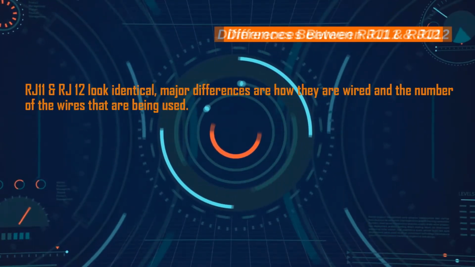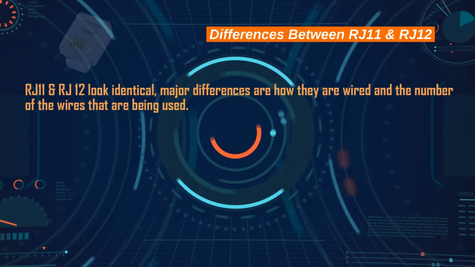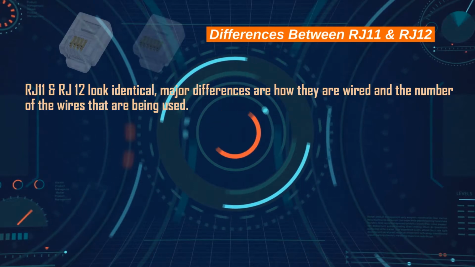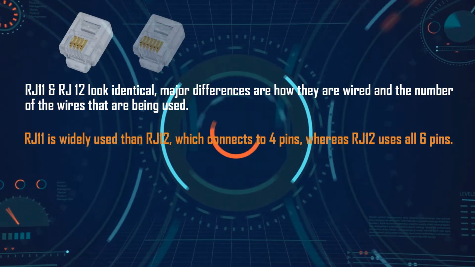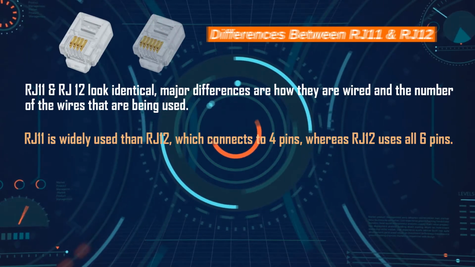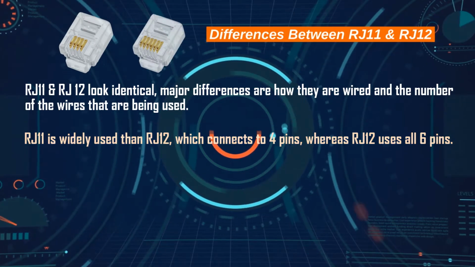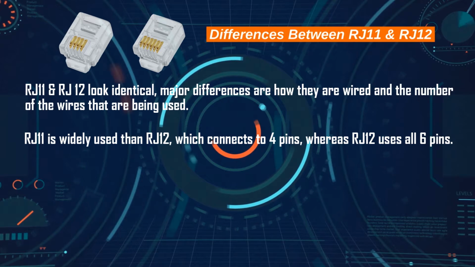It is important to note RJ11 and RJ12 look identical, and the only major differences are how they are wired and the number of the wires that are being used. RJ11 is more widely used than RJ12, which connects 4 pins, whereas RJ12 uses all 6 pins.